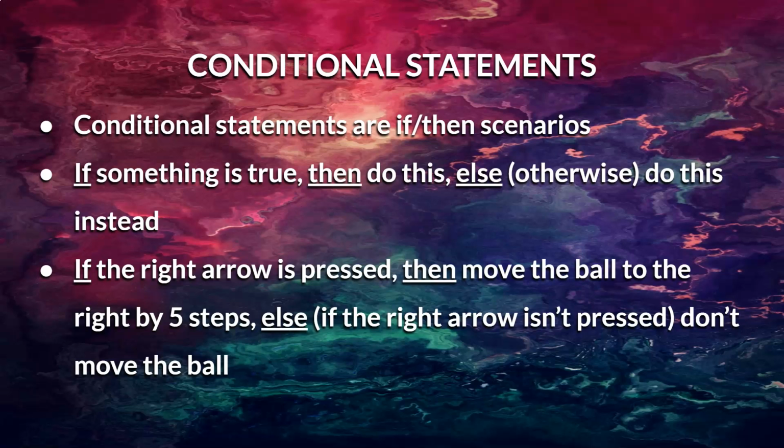So you don't need to say else don't move the ball. It would just be if the right arrow is pressed, then move the ball to the right by 5 steps. All you need to know is if that first statement is true, then do the action. But sometimes you will want to put something in there that says, if the right arrow is pressed, move the ball to the right by 5 steps, else just drop to the bottom. Something like that. Unless you're throwing the ball, you could have it just drop when it's let go. That kind of thing.